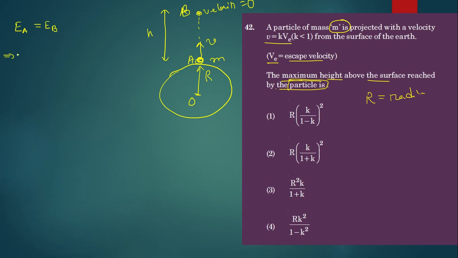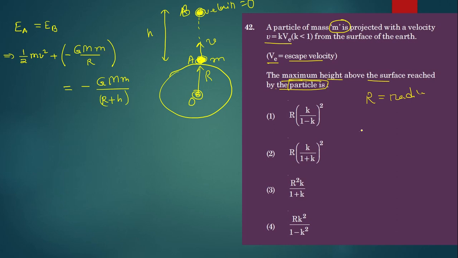What is total mechanical energy at A? At A, the first energy will be the kinetic energy, half m v square. The second energy will be the gravitational potential energy. What will that be? It will be minus G capital M small m divided by the distance between this mass and the center, which is R. This should be equal to the total energy here. What is total energy at the highest point? Since the velocity is 0, kinetic energy will be 0. So potential energy will be the only energy: minus G M m divided by the distance between this point and the center, which is R plus h.